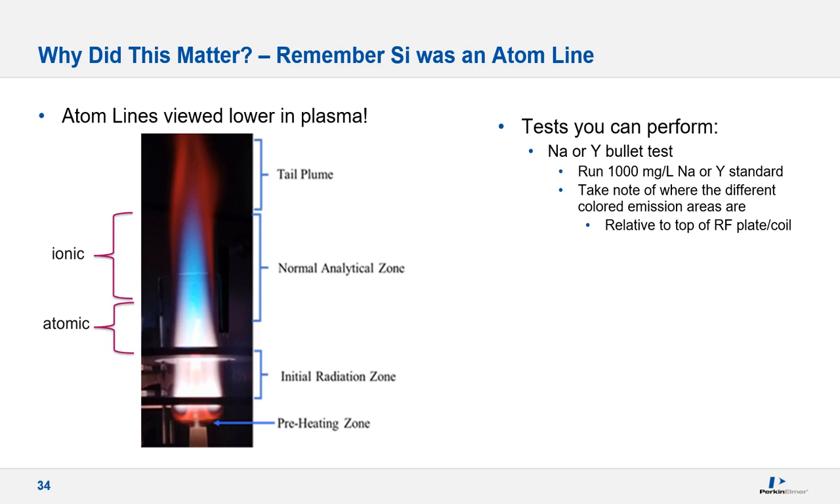One test you can perform is a sodium or yttrium bullet test. In this test, you analyze 1,000 ppm sodium or yttrium standard and take note of where the different colored emission lines are relative to the top RF plate or coil. Sodium and yttrium are used because both the atomic and ionic emissions are in the visible range, either red or blue.